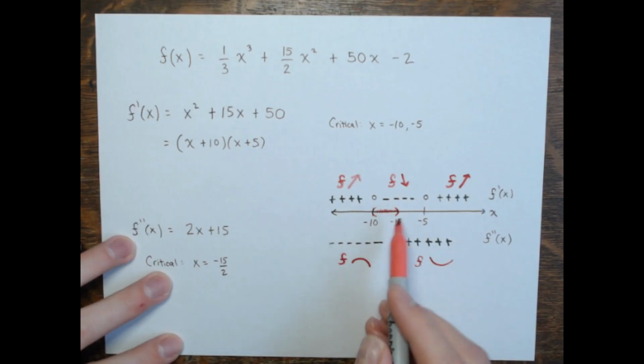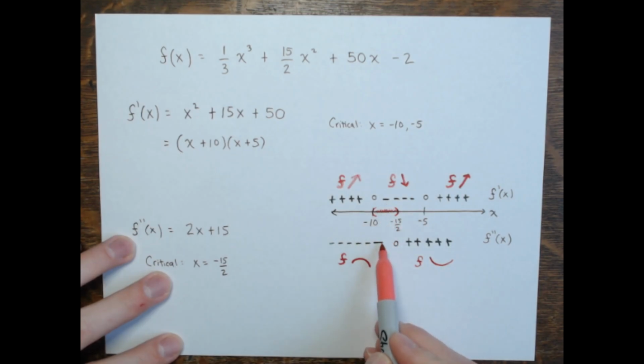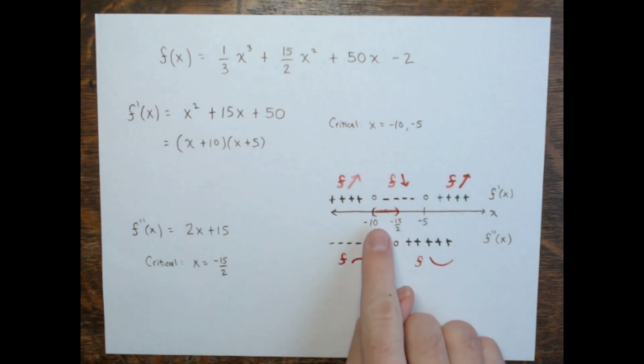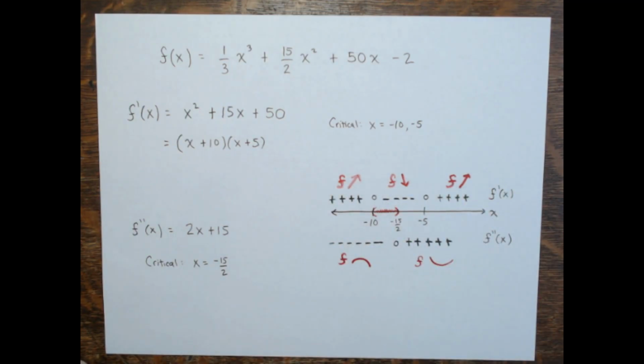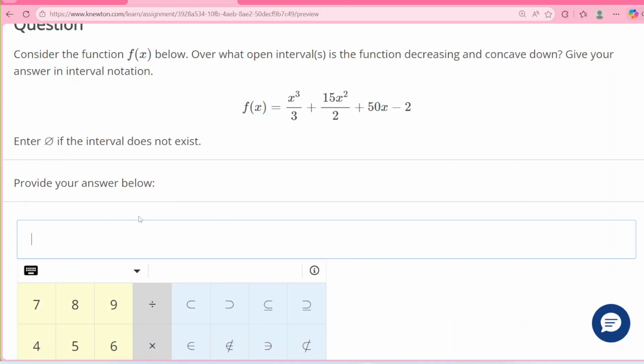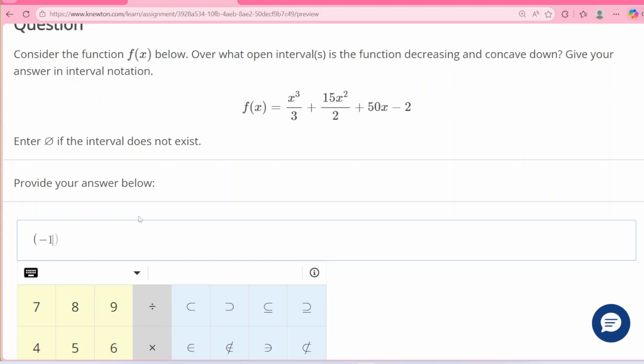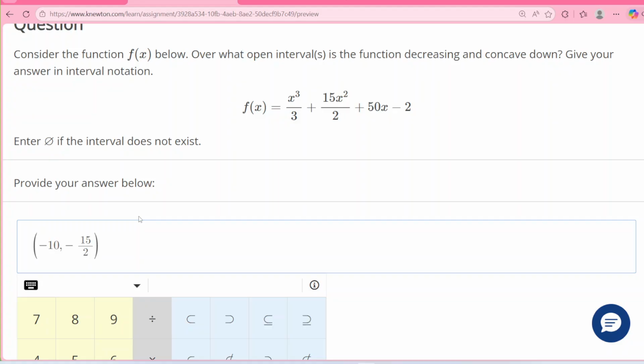In this interval here, we've got a negative first derivative, so the function's decreasing, and also a negative second derivative, so the function's concave down. So I'm going to put the interval, and that's the only one, right? Looking at this number line, that is the only interval where both the first derivative and the second derivative are negative. So I'm going to put from negative 10 to negative 15 halves in my interval notation, with the parentheses and all that. So in the interval from negative 10, comma, to negative 15 halves, close the parentheses there, that is the only one where this graph will be both decreasing and concave down.